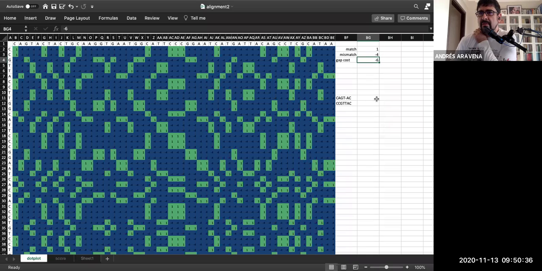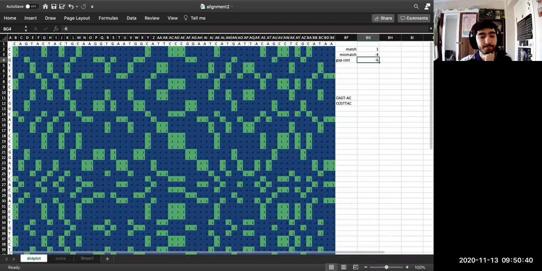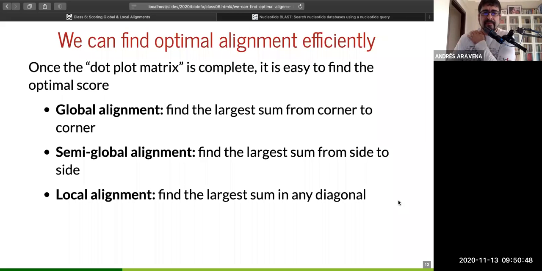Yes, no? Yes. Yes. Okay, okay. Say yes, say no, say something. No, this one, this one. Okay. Find the largest sum in any diagonal.